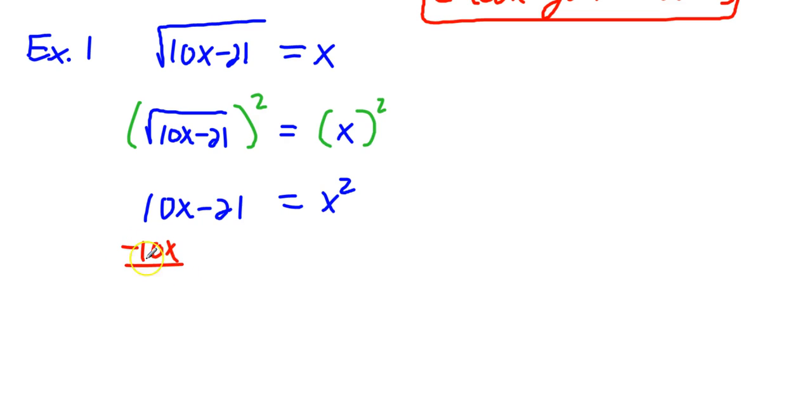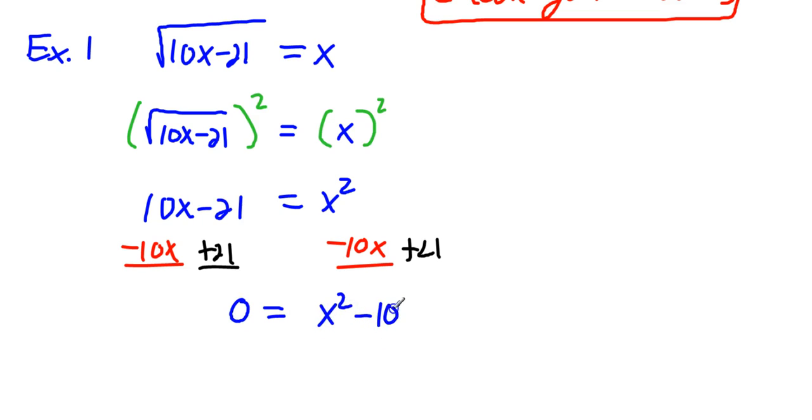So let's move both of these terms from the left-hand side over to the right-hand side. And again, if you want to save a little bit of time, go ahead and do them both at the same time. So on the left-hand side, you'll have a 0. Right-hand side, you've got x squared minus 10x plus 21.